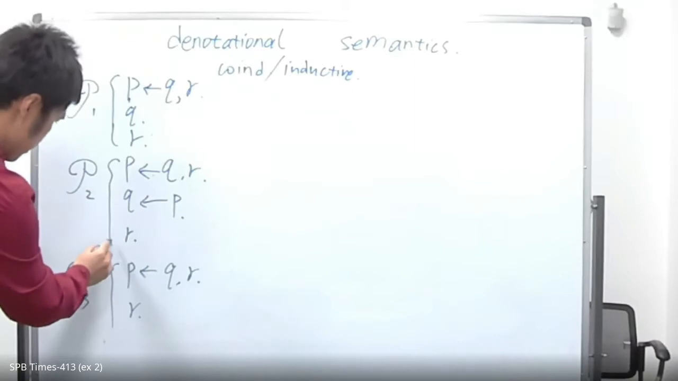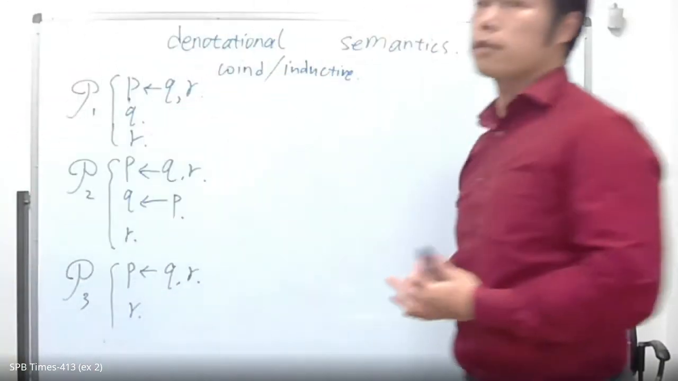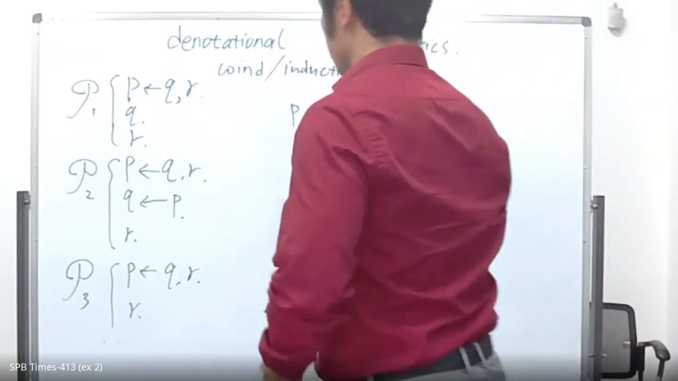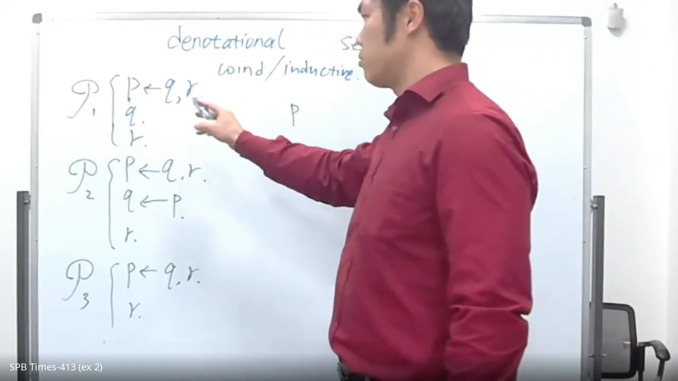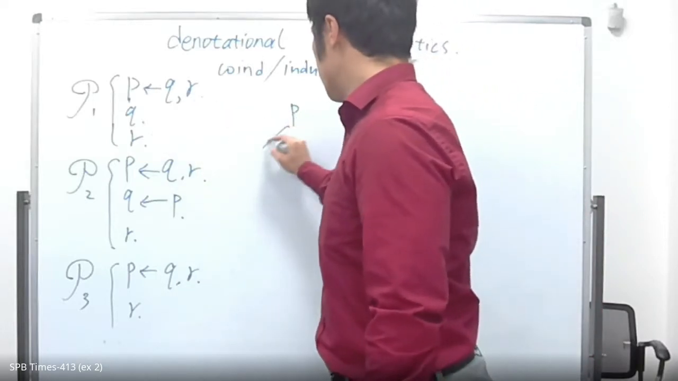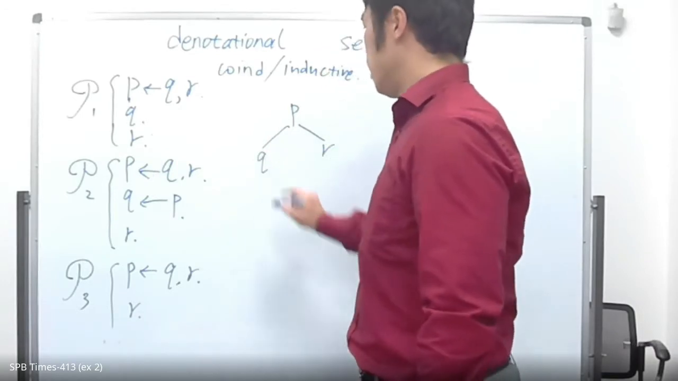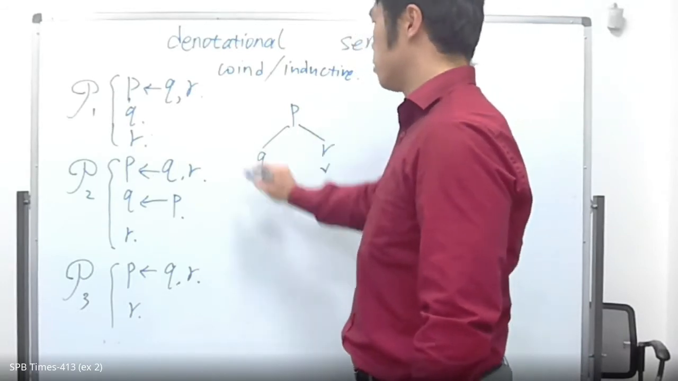So we take these 3 simple programs as examples and demonstrate their denotational semantics, both in the inductive sense and in the coinductive sense. Let's concentrate on this proposition P. If we want to prove it with respect to the program P1, we take the first clause, which says if we want to prove P, we have to prove Q and R. And Q is true, and R is true. Therefore, P is proved.